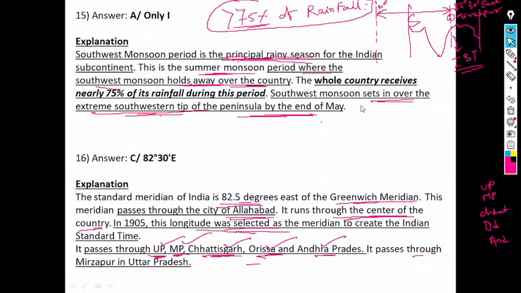Next, see, for our whole country we have only one standard meridian time, which decides the country's time. Next we'll see the next question.